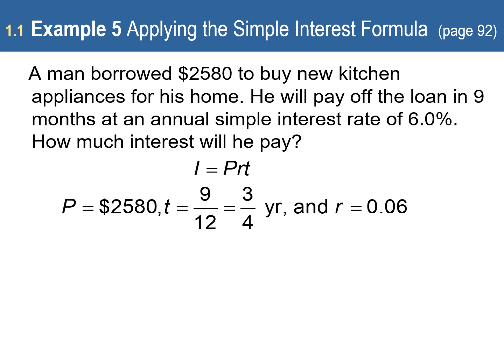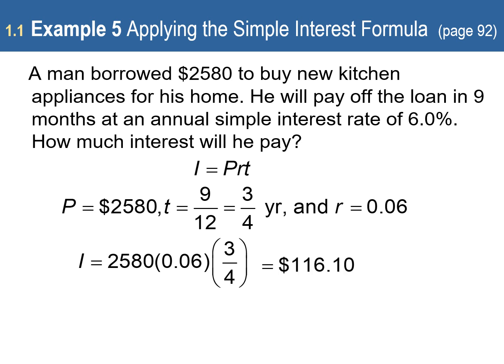And the rate, you remember, you always convert your rates to decimals. So 6% is 6 divided by 100, or 0.06. So we're looking for the interest, and that's going to be the principal, 2,580, times the rate, which is 0.06, times 3/4, or $116.10. So he will pay $116.10 in interest. The sentence is an answer. When we ask how much interest will he pay, we want a sentence with correct units explaining what you've done.